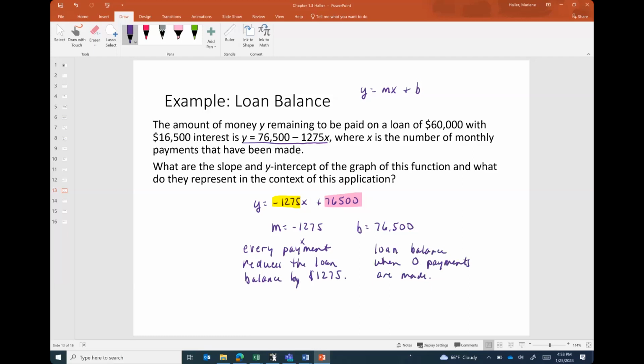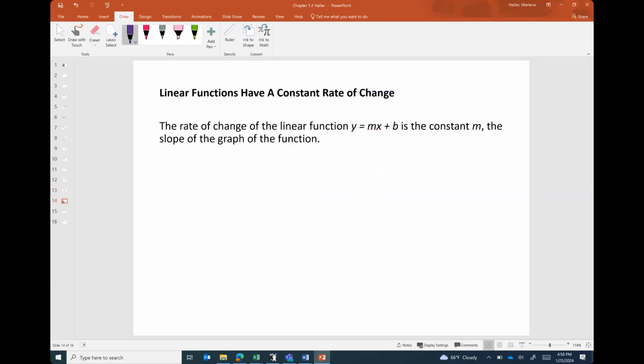Sometimes we refer to this as the y-intercept in the context of a graph. But we can also think about this in terms of an application. This b is the initial value of the function. Linear functions always have a constant rate of change. It never changes. It's always going to be the coefficient of the x term when we've written the function in slope-intercept form. And the rate of change in the function is going to be the slope value.